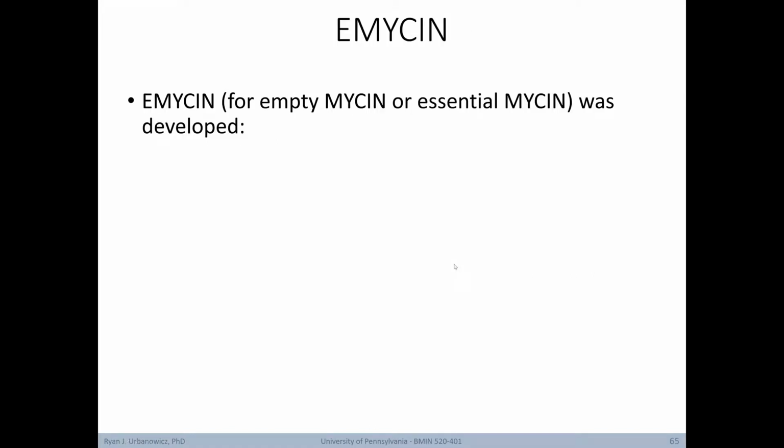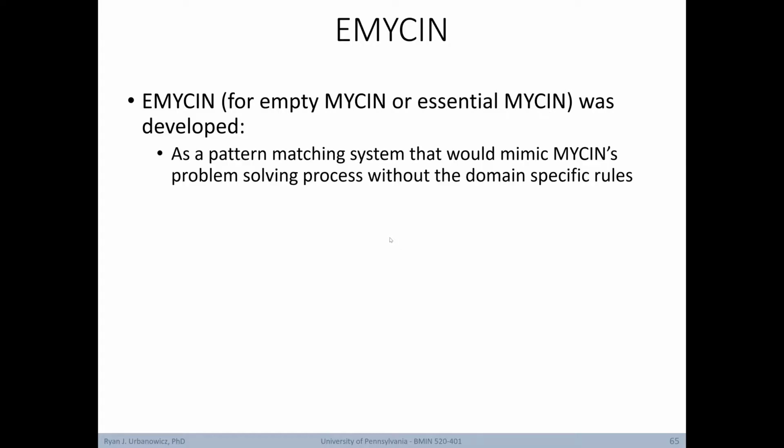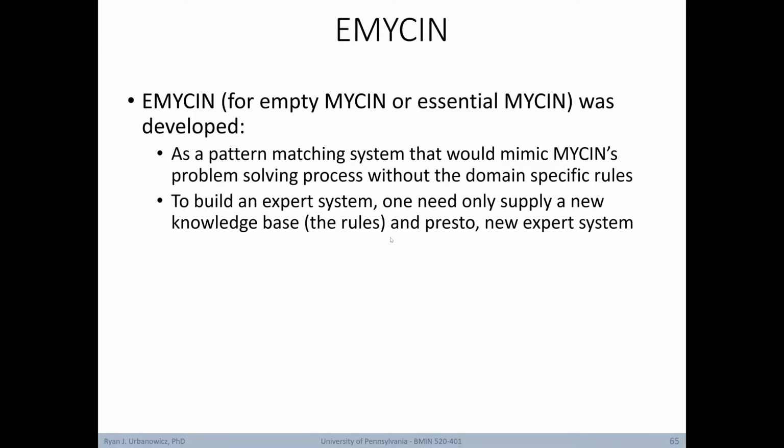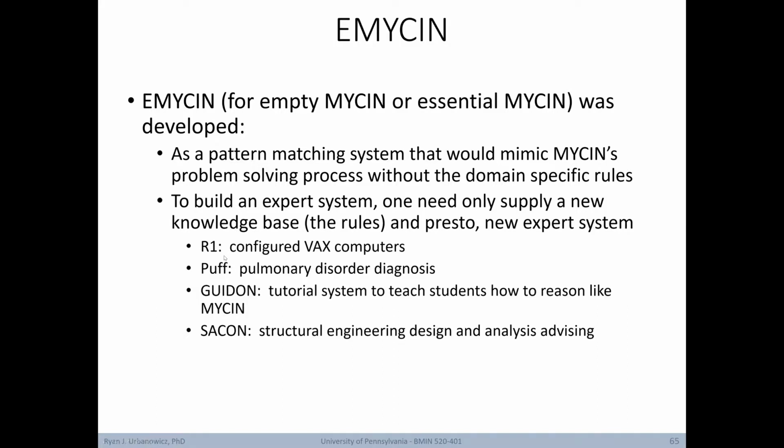We mentioned briefly earlier that MYCIN was the inspiration for EMYCIN, or empty MYCIN, also known as essential MYCIN. This was effectively the first expert system shell. It offered a pattern matching system that would mimic MYCIN's problem-solving process without the domain-specific rules. So now to build an expert, one only needed to supply a new knowledge base, in other words, the rules, and presto, you have a new expert system. Here are just some of the expert systems that were built on the EMYCIN framework, including R1, PUFF, Gideon, and SACON.